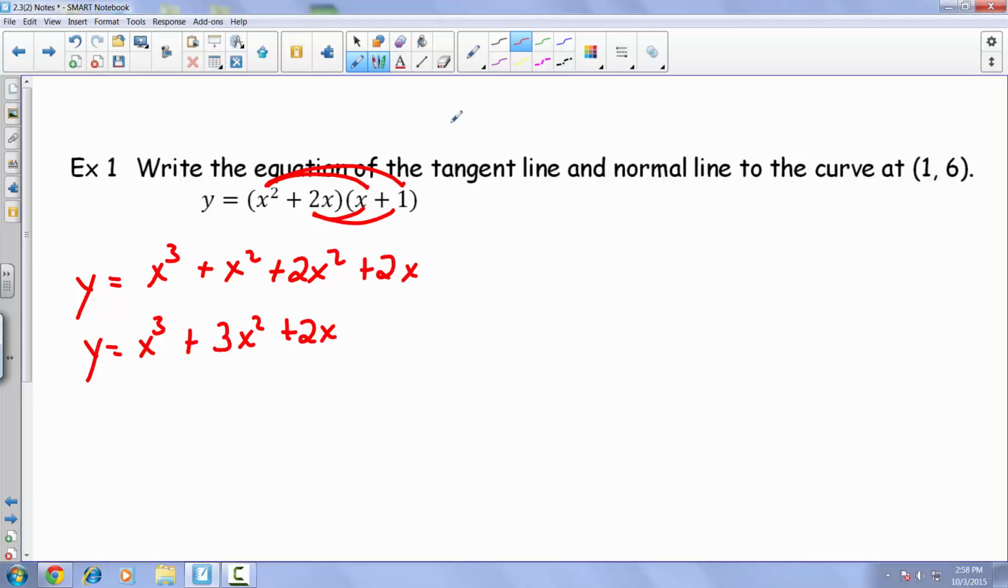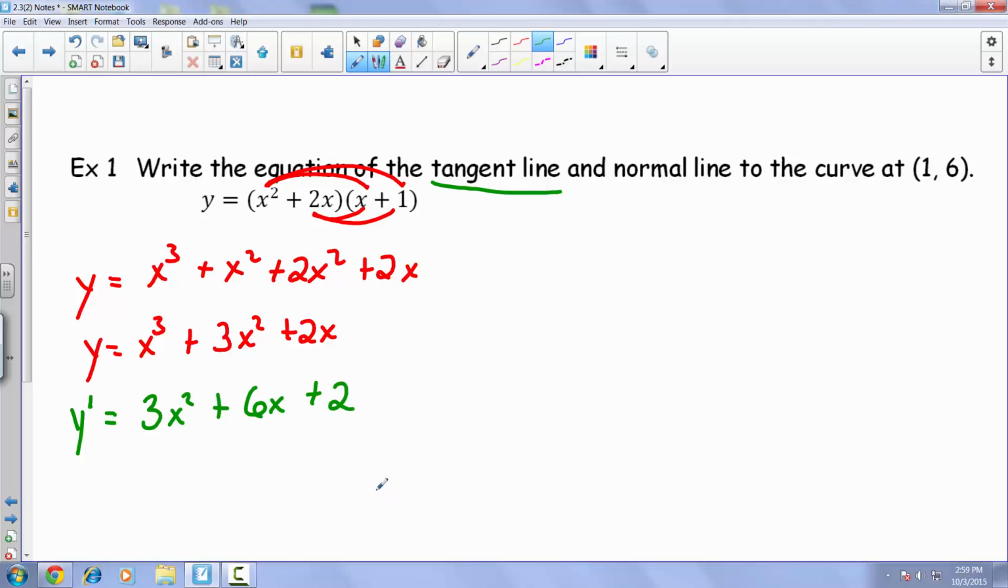Now for a moment, let's just focus our attention on the tangent line. Well, if we're trying to figure out what is the tangent line, then that means that we have to have a tangent slope. And from that, we know that we have to take the derivative to determine what is the tangent slope at a particular target point. So taking the derivative with respect to x on both sides, we end up with y prime is equal to 3x squared plus 6x plus 2.